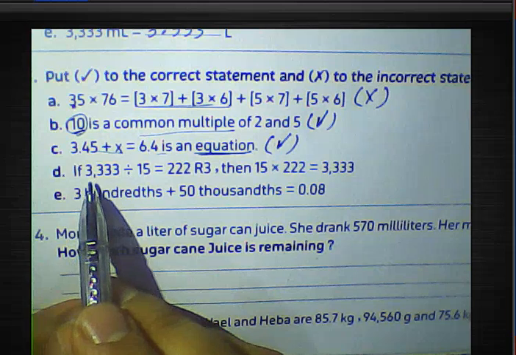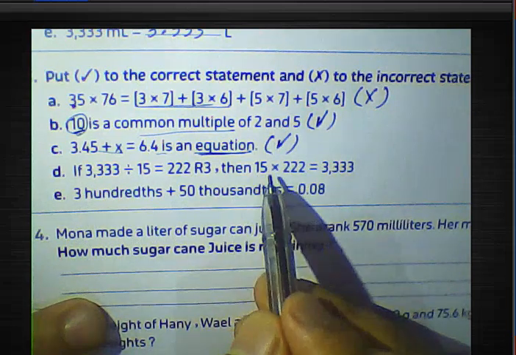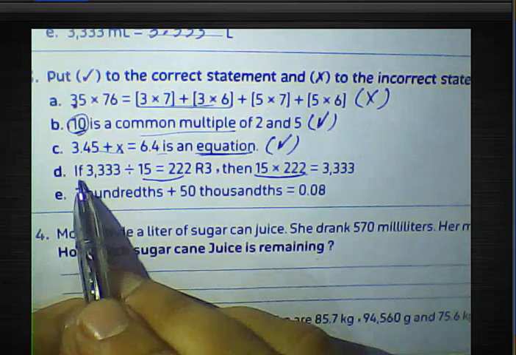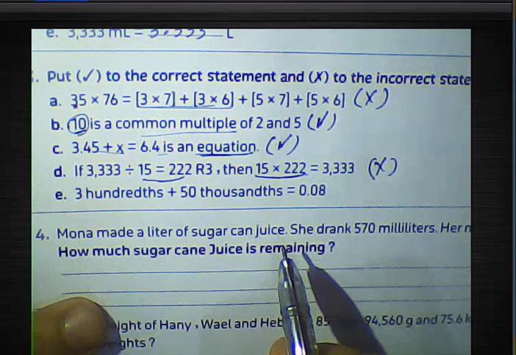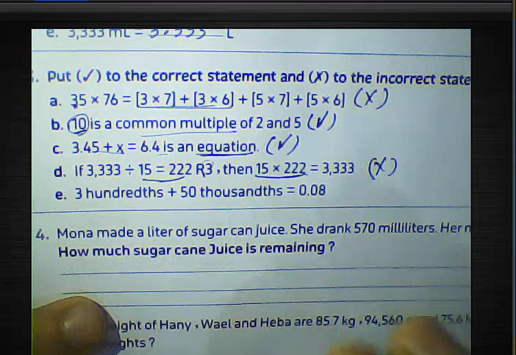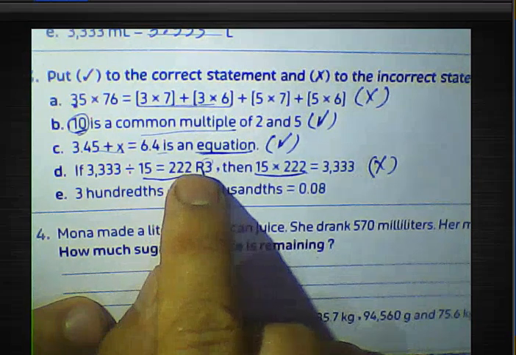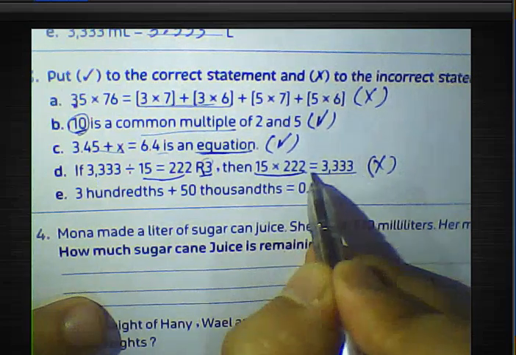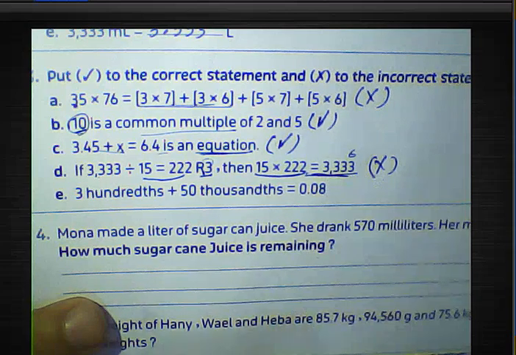Letter D. If 3,333 divided by 15 equals 222 and remainder 3, then 15 multiplied by 222 equals 3,333. No, it's false because we have a remainder. We can add the remainder 3 to this number. We must change the 3 here to be 6 because we have the remainder. We must add the remainder to the dividend. We must add 3 to the dividend to find the result. It must be 3,336. We must change 3 to 6.